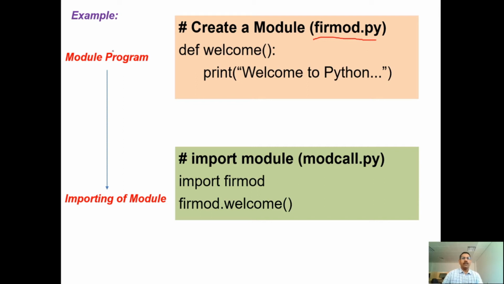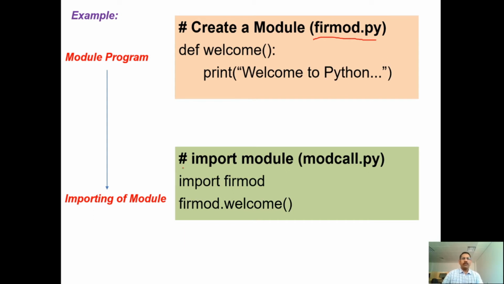In that file we write only two lines. This is one small function. Here we write only one small function: def welcome, then just print the Python message. Now this module is saved and finished.